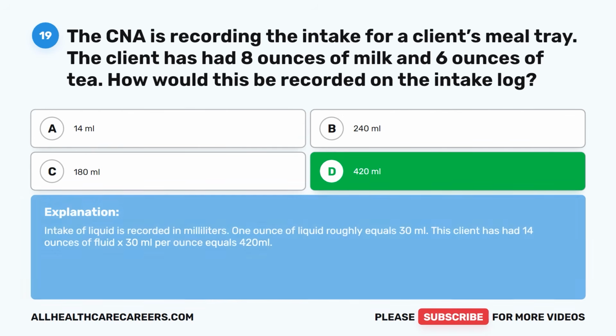420 ml. Intake of liquid is recorded in milliliters. 1 ounce of liquid roughly equals 30 ml. This client has had 14 ounces of fluid times 30 ml per ounce equals 420 ml.